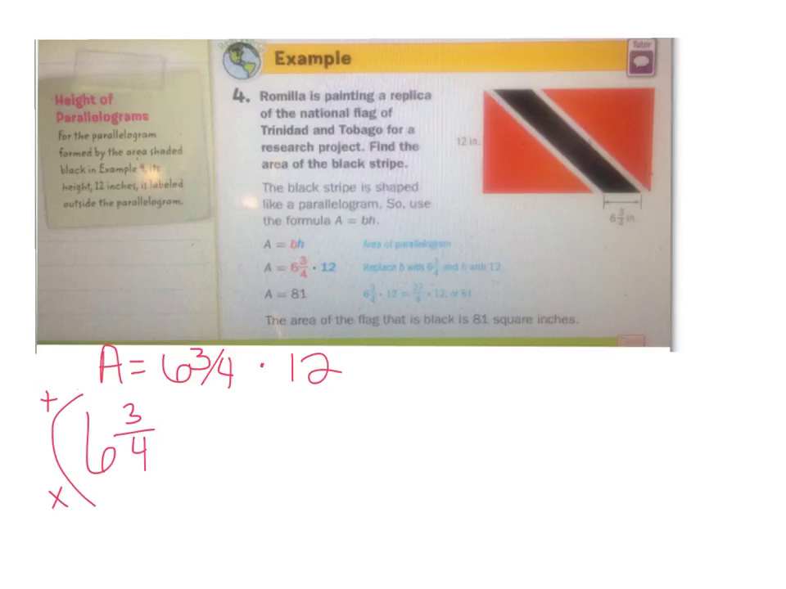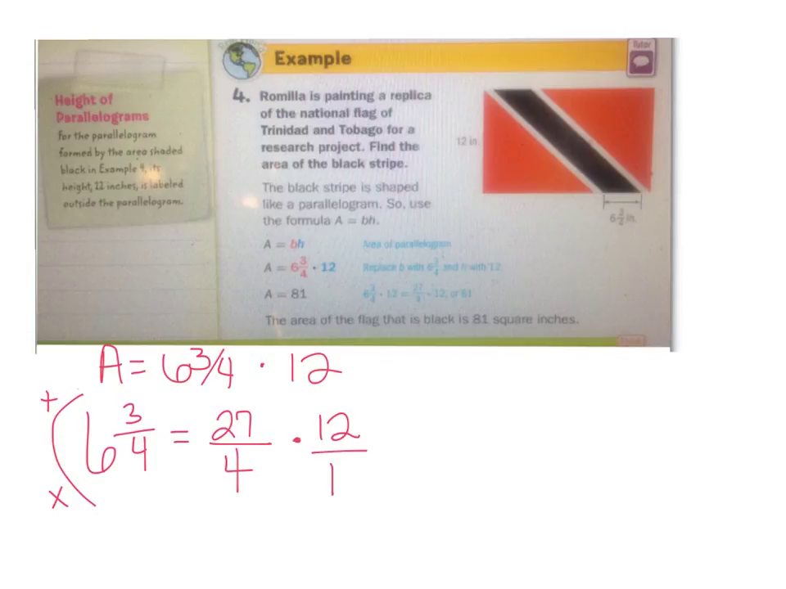We take the denominator, multiply it by the whole number, and add the numerator. And so 4 times 6 is 24, plus 3 is 27. So that equals 27 over 4. The denominator always stays the same. Times 12. Whole numbers we put over 1.